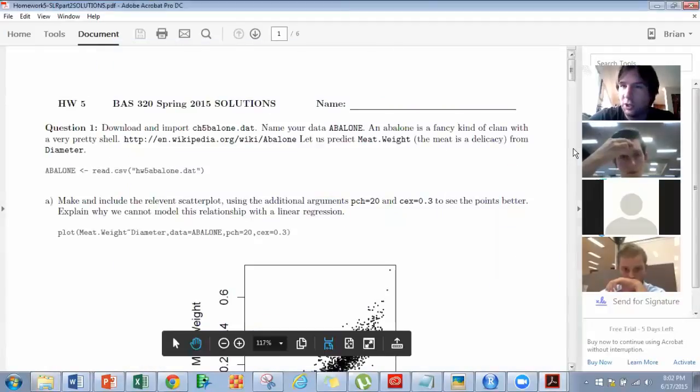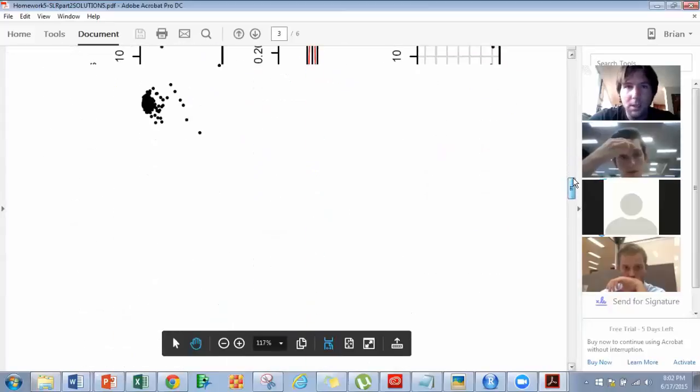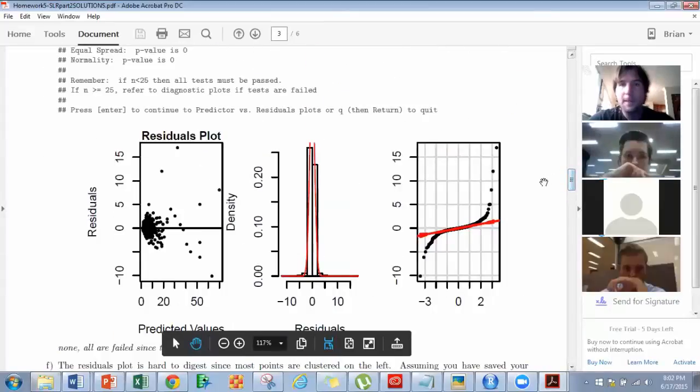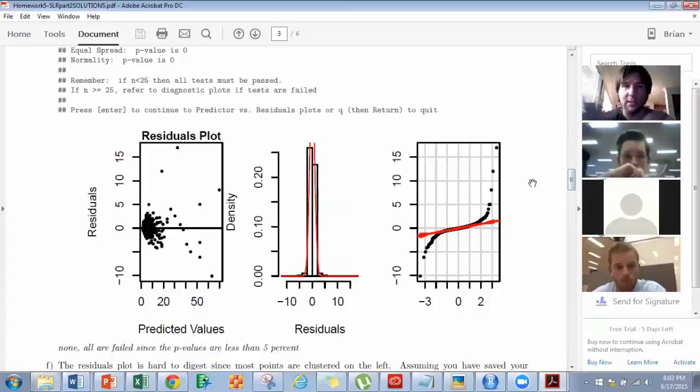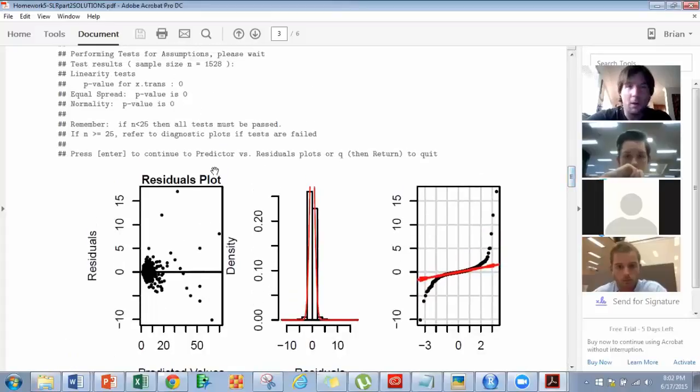There we go. Okay, so this is excellent right here. I mean, this is violation galore. I start by looking at the values right here. All violations. Violation of linearity, violation of equal spread, and violation of normality.